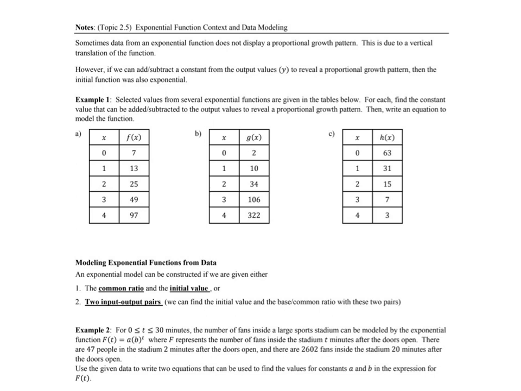Let's everybody look at example 1, the first table there. It says selected values from several exponential functions are given in the tables. For each, find the constant value that could be added or subtracted to the output to reveal a proportional growth pattern. And then we're going to write the equation. Once we figure out what's actually happening, then we can write the equation that goes with it. Okay. So our output values here are 7, 13, 25, 49, and 97.